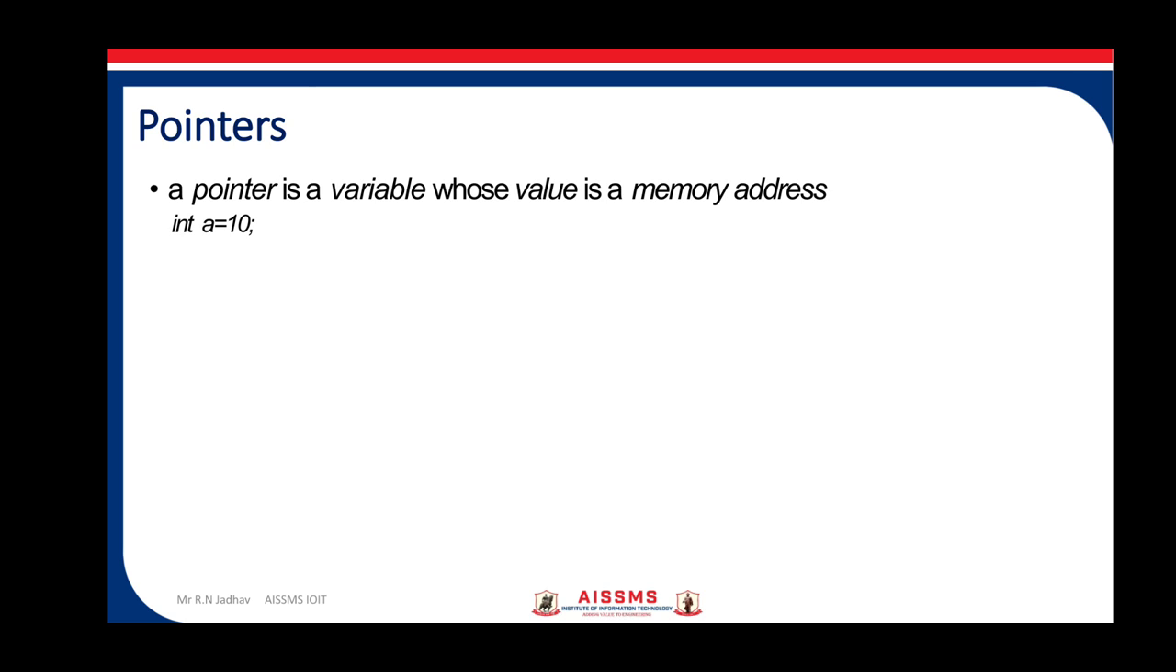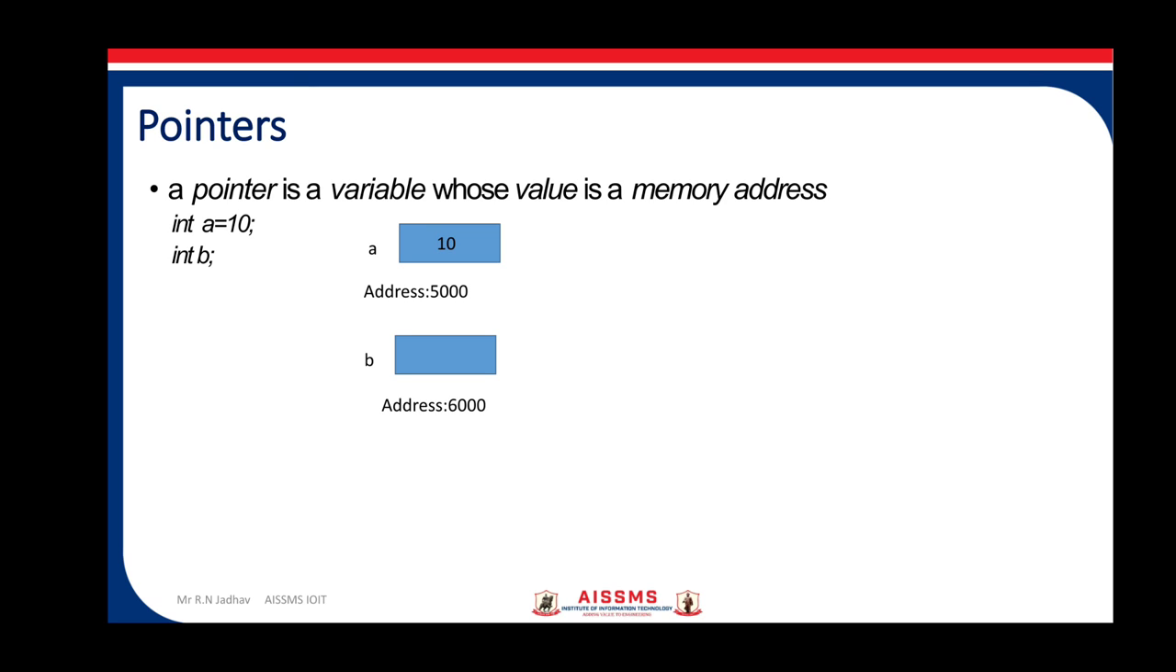Suppose I declare a variable int a and assign the value as 10. Once that statement is compiled, what will the compiler do? It will allocate a memory location for variable a, and what value will it assign to that location? 10. Now suppose I create one more variable b, which is of type integer.